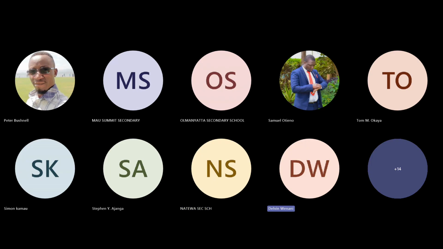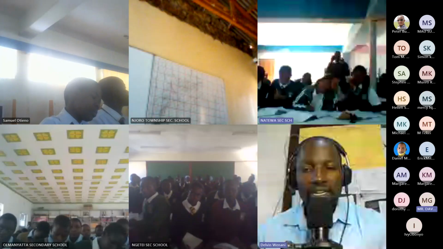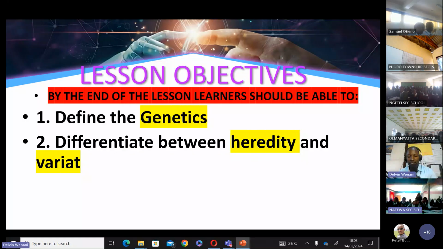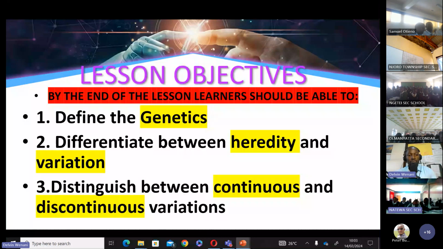The term genetics. The second objective is to differentiate between heredity and variation. Then the third objective is to distinguish between continuous and discontinuous variations. Those are the major objectives for this lesson today.